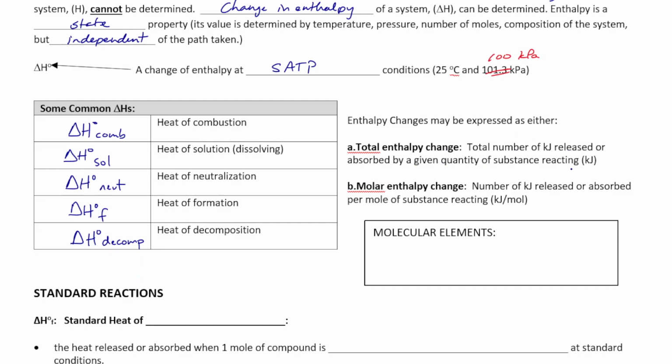Now, enthalpy changes can be expressed either as a total enthalpy change, so the total number of kilojoules released or absorbed by a given quantity of substance reacting. So we calculate total enthalpy change by taking the moles of substance reacting and multiplying them by the molar enthalpy. So we take how many moles we have, and we multiply by the kilojoules released for every 1 mole, and by taking moles and multiplying them by kilojoules per mole, we can find the total amount of kilojoules released. We can also use the molar enthalpy of change, and that's if we were just looking at the kilojoules for every 1 mole. So we can rewrite that as kilojoules for every 1 mole of substance reacting.